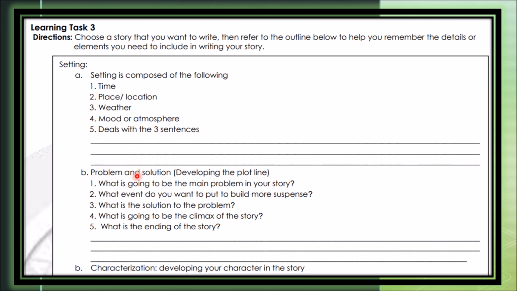How about the problem and solution? Developing the plot line. What is going to be the main problem in the story? What event do you want to put to build more suspense? Right? What is the solution to the problem? What is going to be the climax of the story? What is the ending of the story? And the characterization, developing your character in the story.